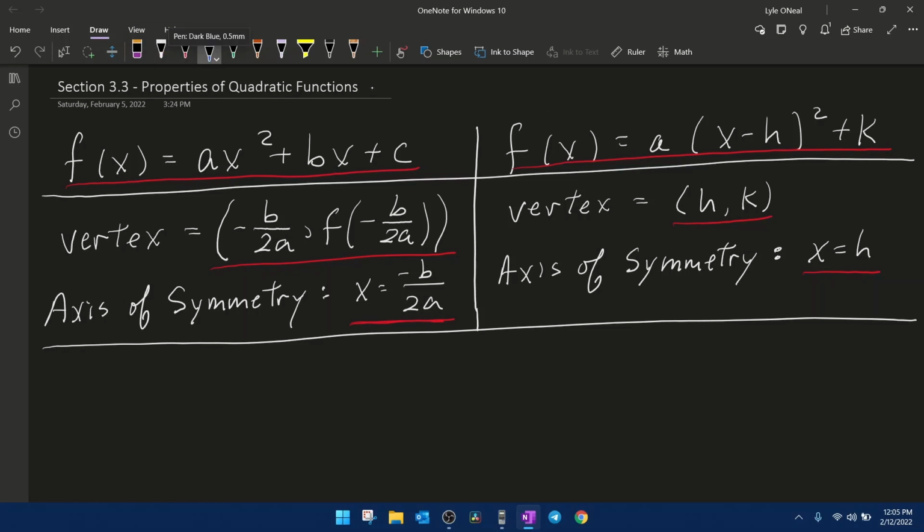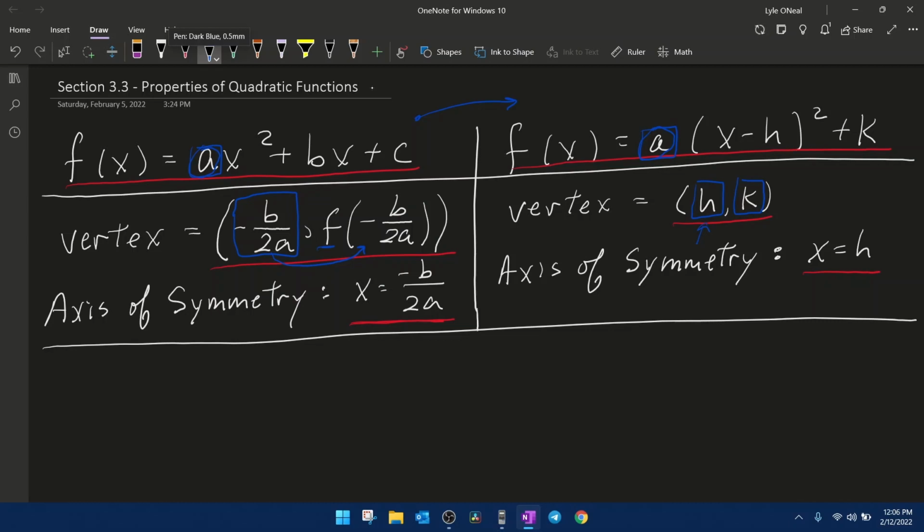The way I prefer to convert from standard form into vertex form is to use the vertex formula, the -b/2a. Notice that is the x-coordinate of the vertex, which will produce the value of h. And then if you simply plug that value into the function, you're going to get the y-coordinate of the vertex, which is k. Now the a in these functions is the same.